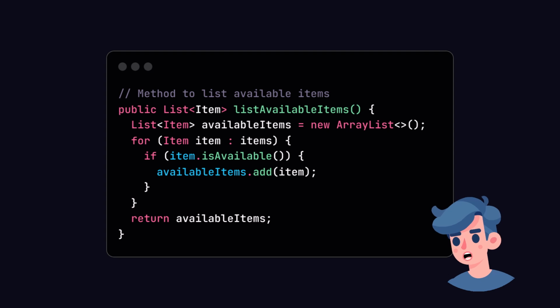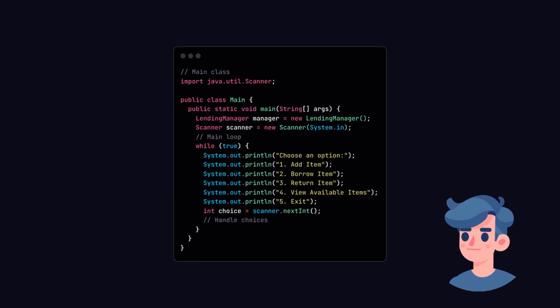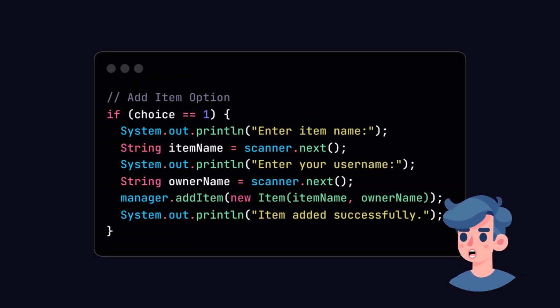Now we need to display the current state of items in our lending manager. We've created the list available items method which filters the available items. Now, it's time to implement a simple console-based interface where users can interact with our lending and borrowing system. In our main method, we set up a simple menu. Depending on the user's choice, we will handle adding, borrowing, and returning items.